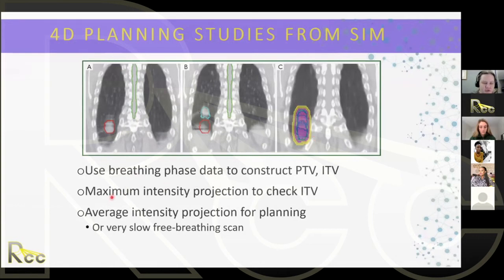We construct 2 scans from your 4D CT simulation image. One is the maximum intensity projection to check that your ITV is indeed correct. And the other one is the average intensity projection, which is recommended to use for planning. If you can't create an average intensity projection on your software, alternatively, you can use a free breathing scan where you really slow down your CT scanner, and it's a way to create an image study that is fairly similar to an average intensity projection.